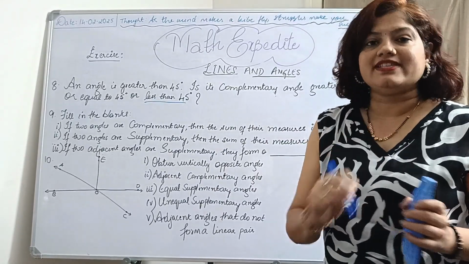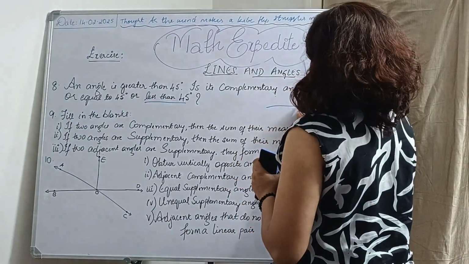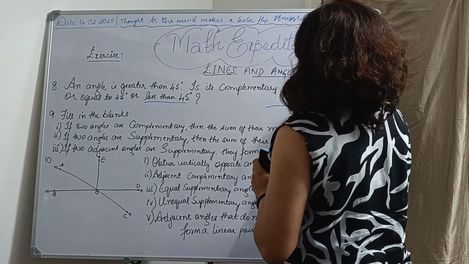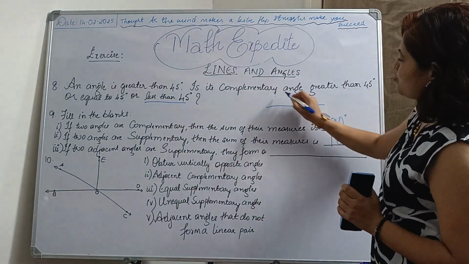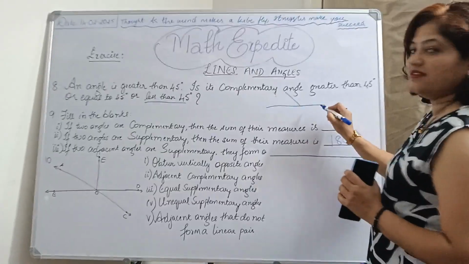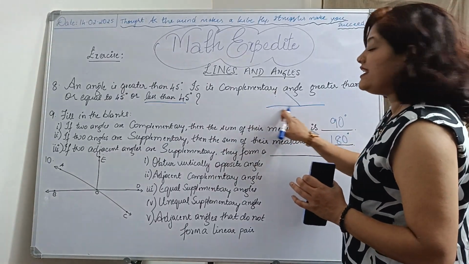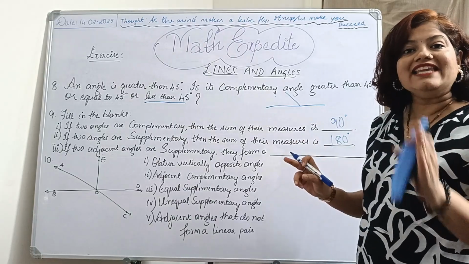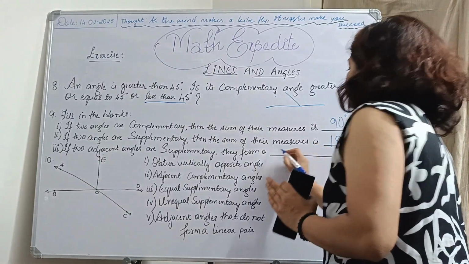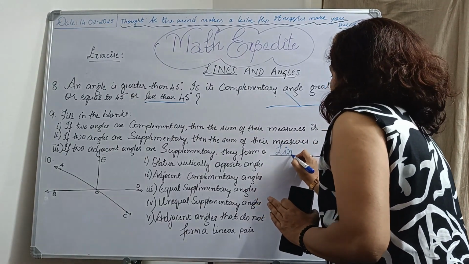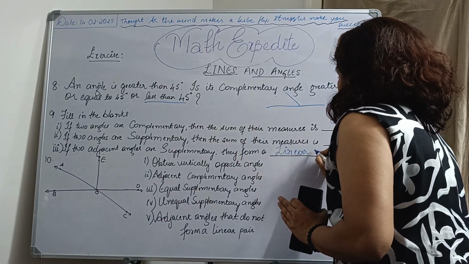So they are telling adjacent. So here you take like this, one angle, the other angle is straight. So these two are adjacent angles. So what is happening? It is forming a straight line. So it is called linear pair. Okay. So what is it? Linear pair.